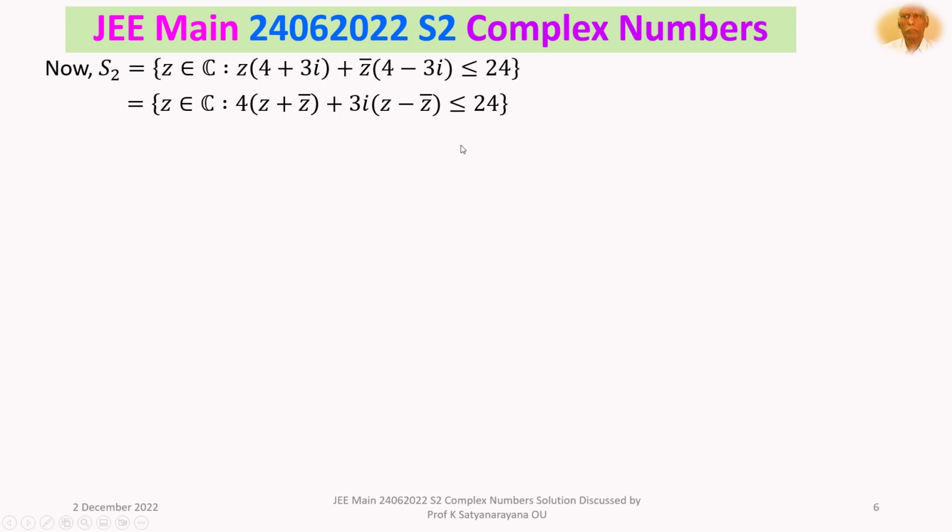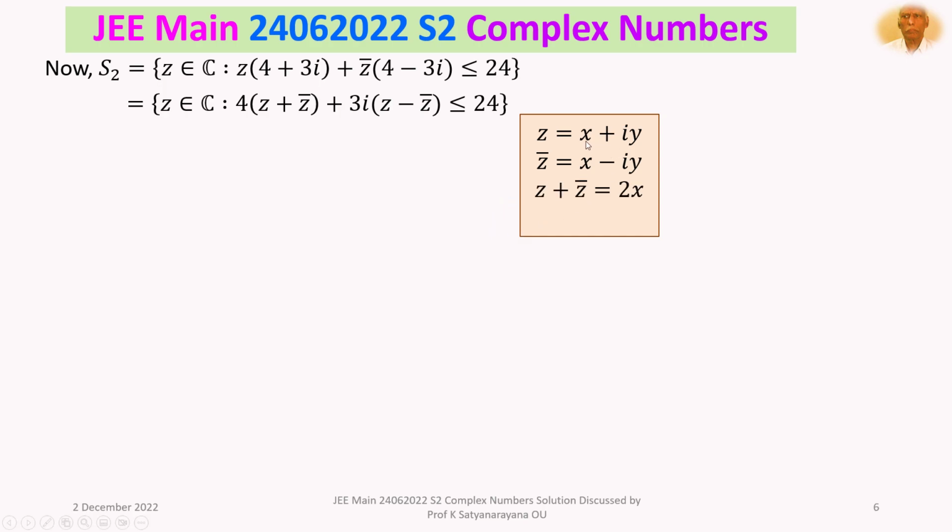And we have z equal to x plus iy. Z bar is its complex conjugate, that will be equal to x minus iy. Add these two, we will get z plus z bar equal to 2 times x. And subtract, you will get z minus z bar equal to 2iy. So for z plus z bar, put 2x, and for z minus z bar, substitute 2iy in this. Then you will get the set of all x, y belongs to R square, such that 4 into 2x plus 3i into 2iy is less than or equal to 24.